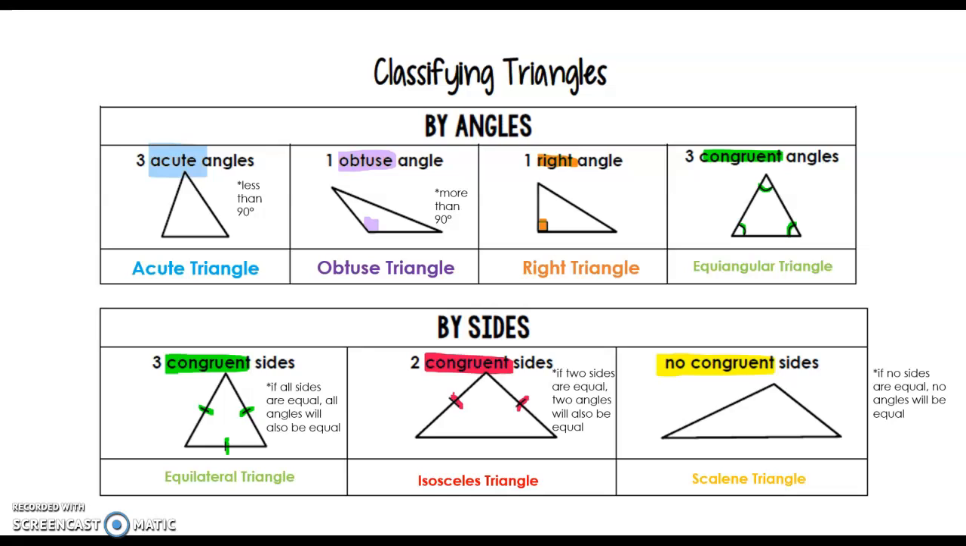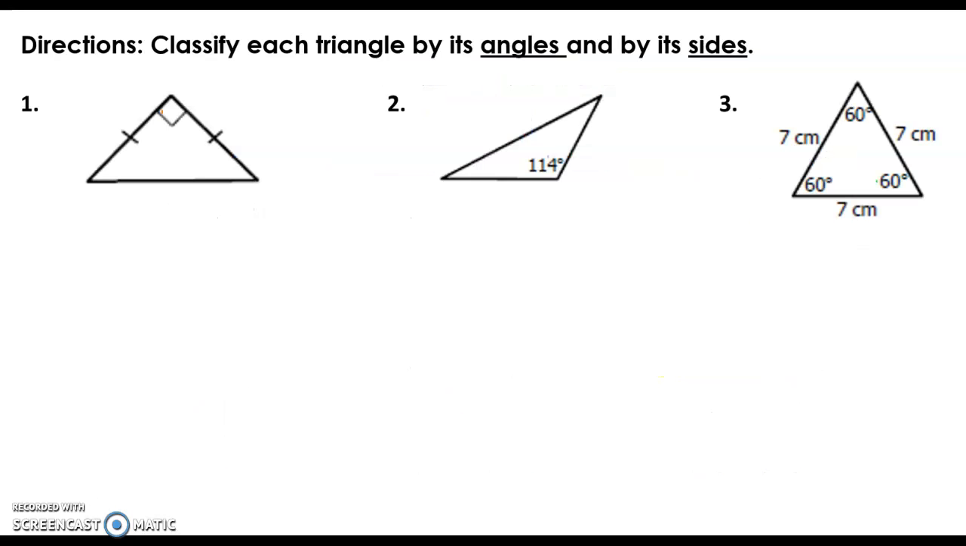Okay, so now next we're going to use this information, and just keep in mind that I am going to go a little bit fast and that you can pause the video at any time if you need to catch up. Okay, so this first page we're going to classify each triangle by its angles and by its sides. So the first one, we have that little box in the corner, which whenever we see that, we know that that means that angle is 90 degrees. So if I were to classify by the angle, it would be a right triangle.